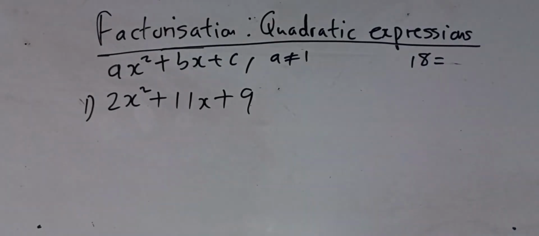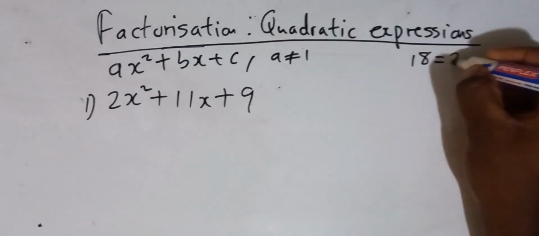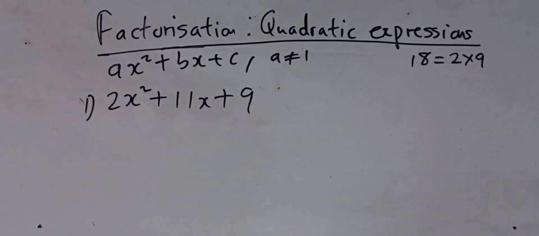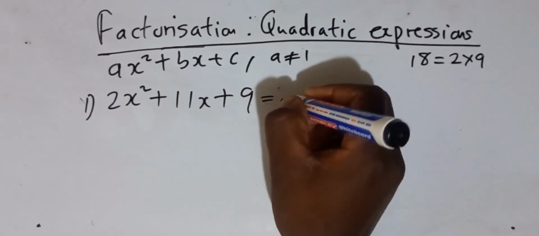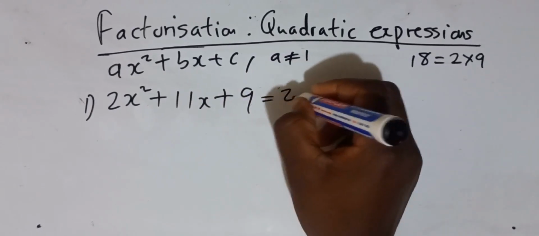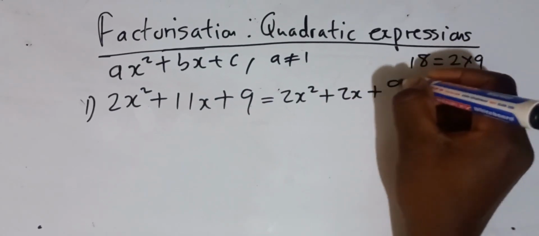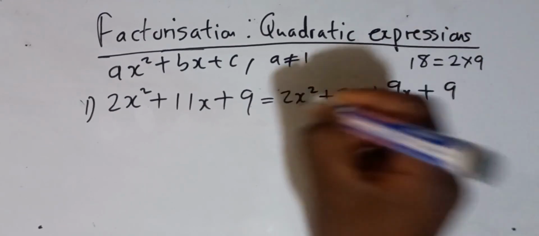So we now look for two numbers such that if we multiply them we get 18, but if we add them we get 11, which is the coefficient of x. So you can see that 2 times 9 gives us 18, but if we add 2 and 9 we get 11. So it means those two factors satisfy the two conditions. So now we expand the middle part using 2 and 9. So we now write 2x squared plus 2x plus 9x plus 9.